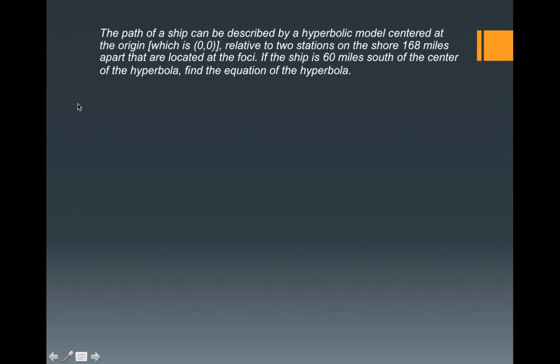Okay, so the path of a ship can be described by a hyperbolic model centered at the origin, which is 0, 0, relative to two stations on the shore 168 miles apart that are located at the foci. If the ship is 60 miles south of the center of the hyperbola, find the equation of the hyperbola.